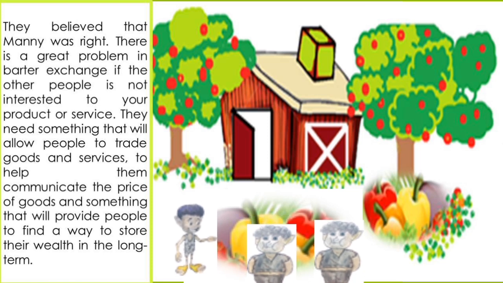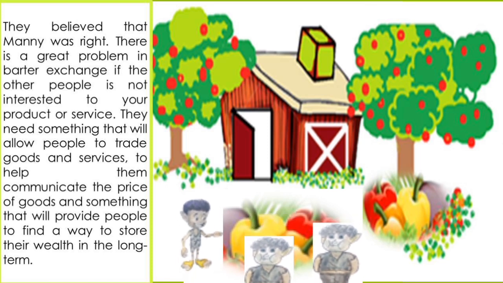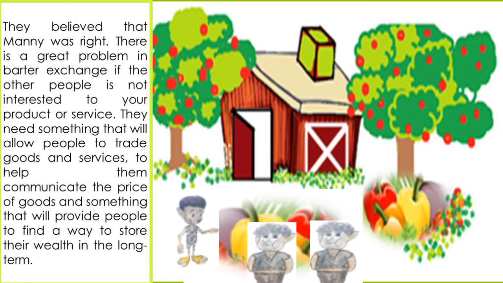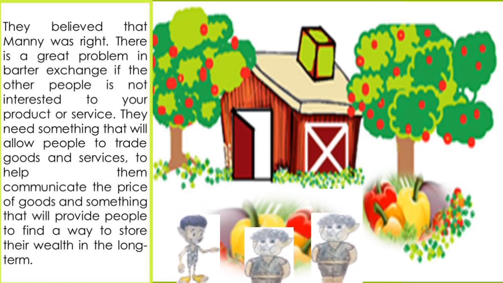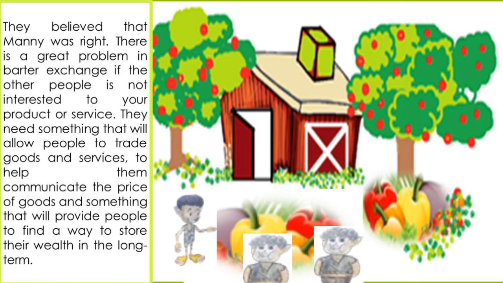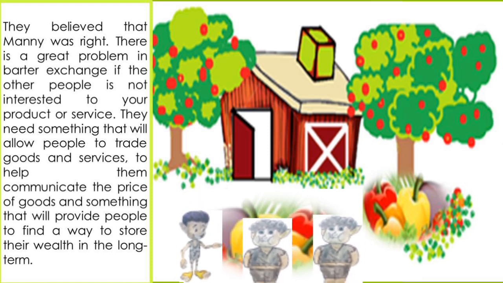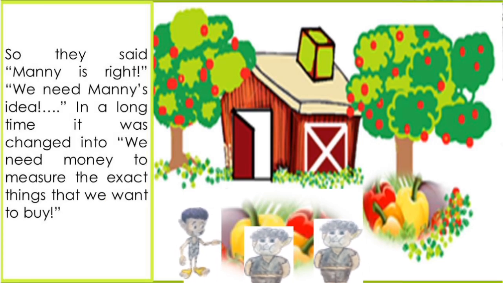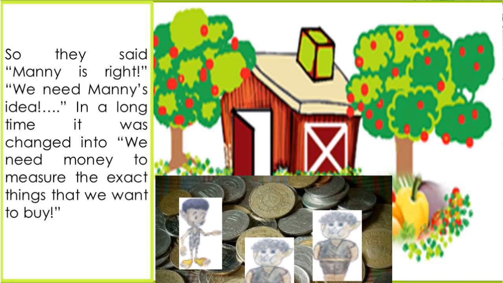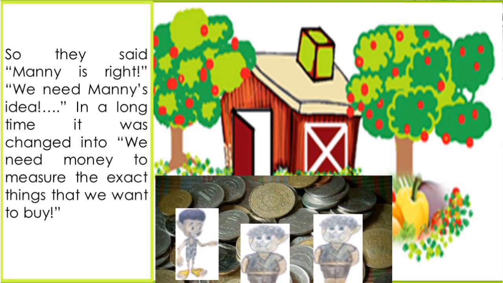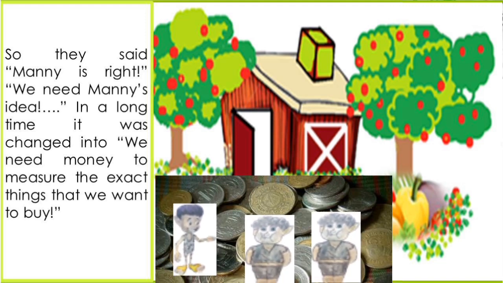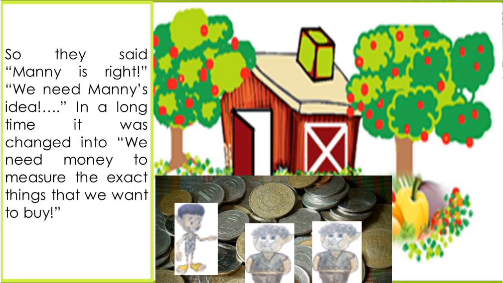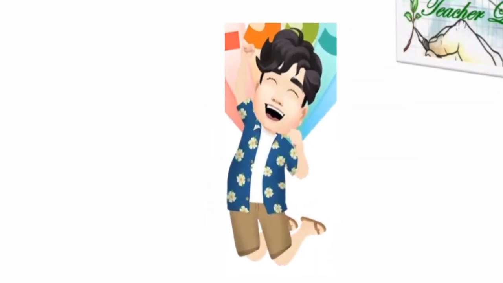your product or service. They thought that maybe they needed something that will allow people to trade goods and services, to help them communicate the price of goods, and something that will provide people a way to store their wealth in the long term. So they said, money is right. We need the idea of money. In time, it changed into, we need money to measure the exact things that we want to buy. Alright, do you like the story?